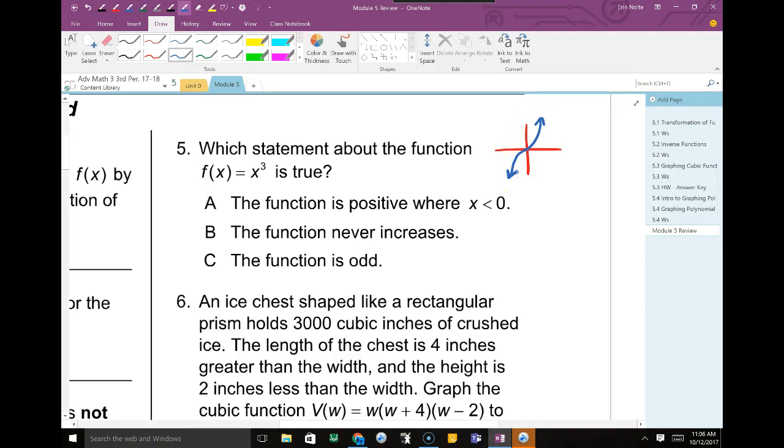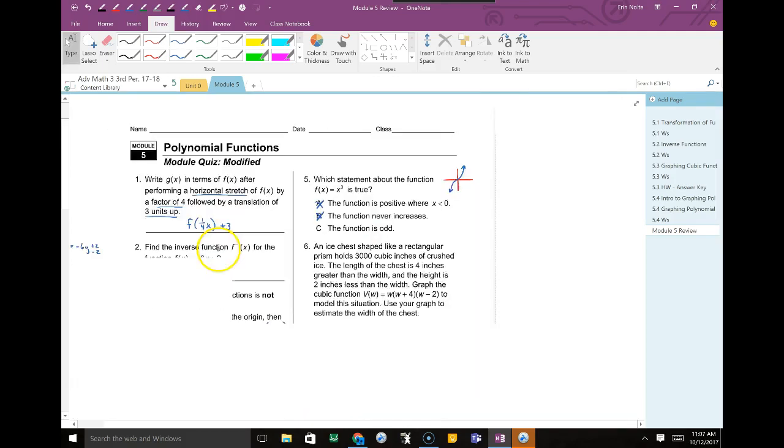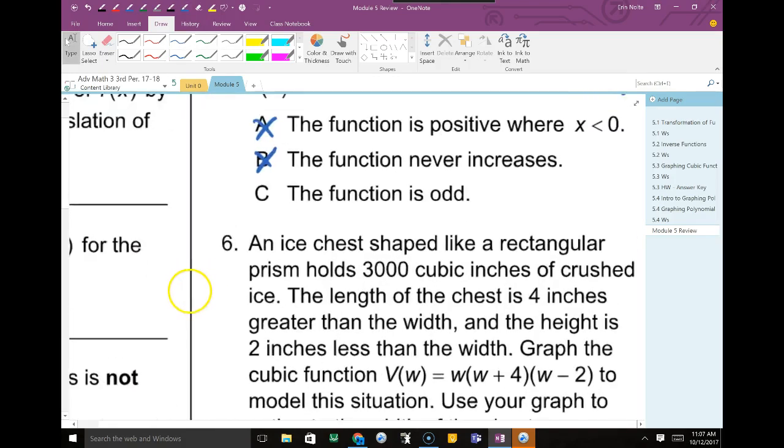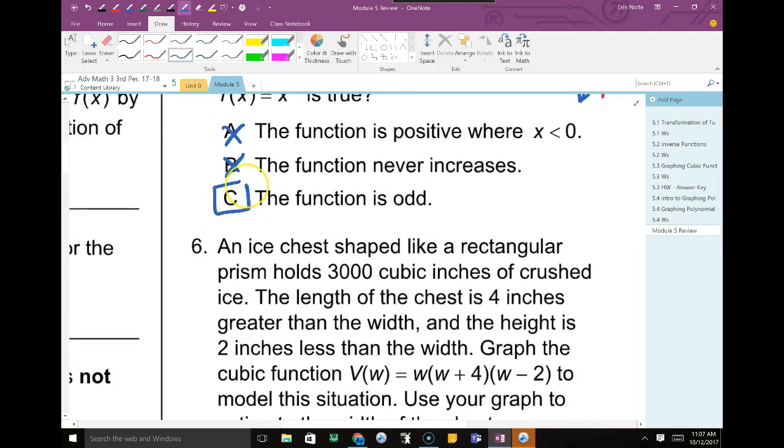All right, so A, what are we doing, true? Okay, so the function is positive where x values are less than 0. No, because it's below the x-axis in those places, so that's not true. The function never increases. It always increases. False statement. This function is odd. That is true. You remember what an odd function is? Reflected over the origin. Very good.